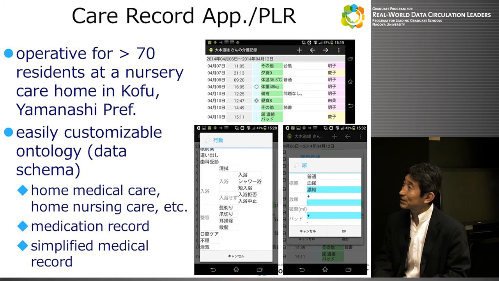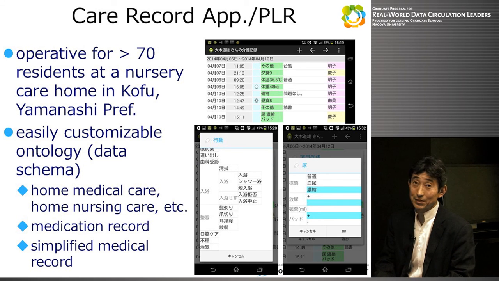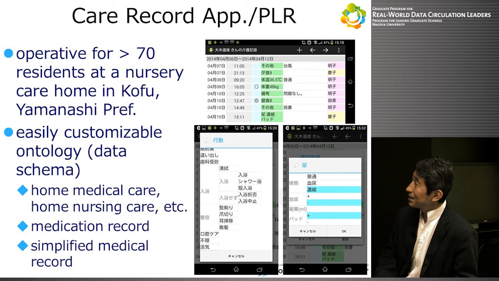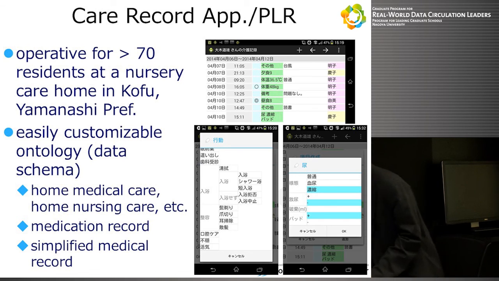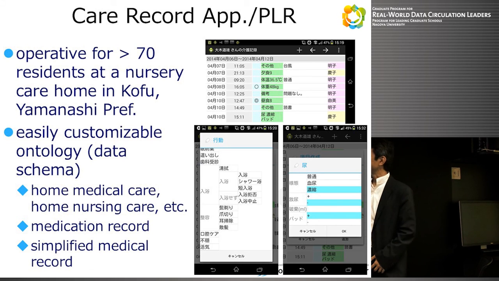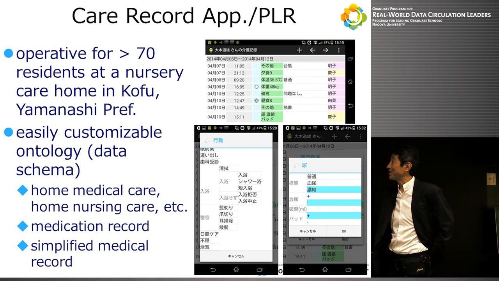Okay, now I'd like to talk about some concrete applications or use cases of PLR. So here is a care record application based upon PLR, which is operative for more than 70 residents at a nursery care home in Koith, Yamanashi Prefecture right now. So this is what it looks like on the main user interface.